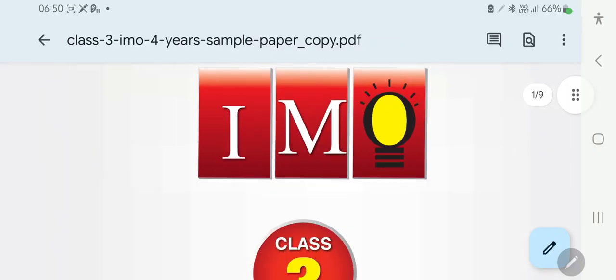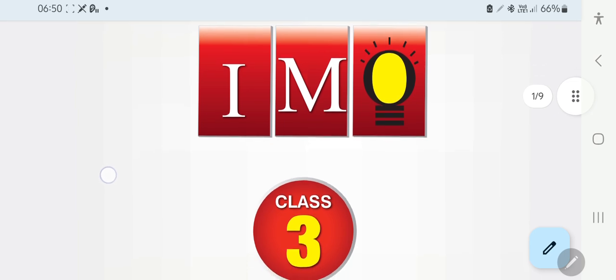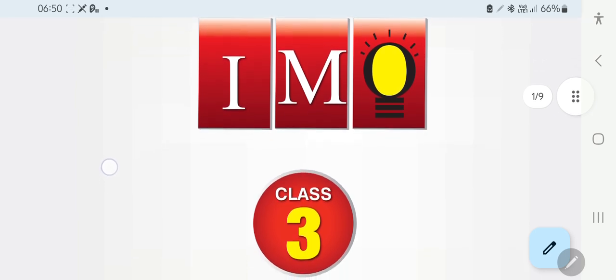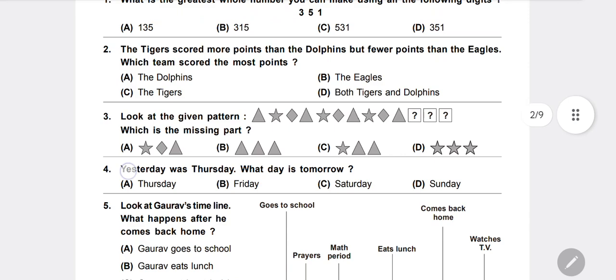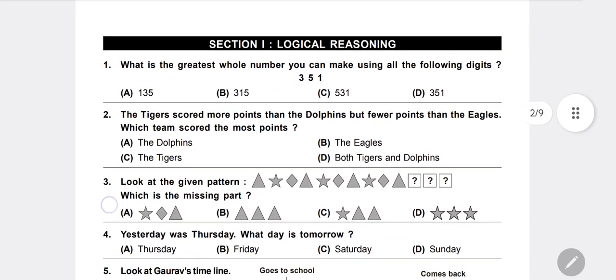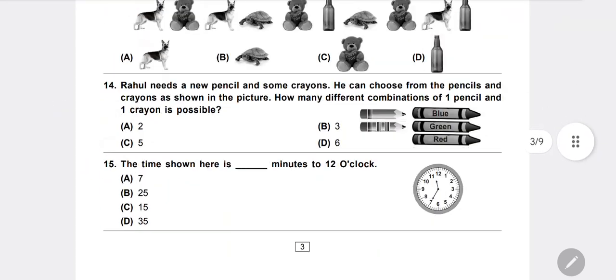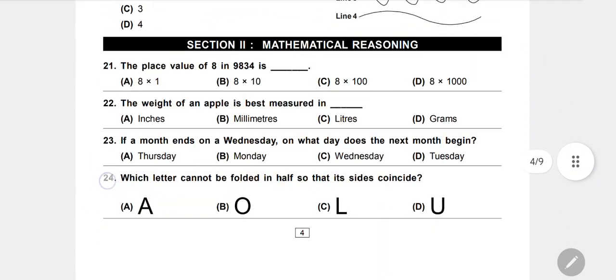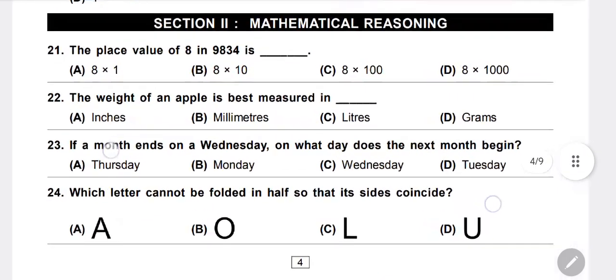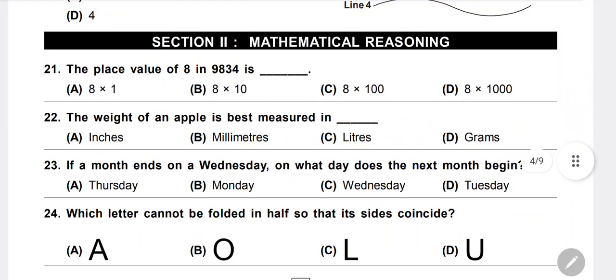Hello everyone. So this is the second part of the Class 3 Mathematics Olympiad paper. I think the first part is completed, where we discussed 20 questions on logical reasoning. Today in this video we are going to discuss the second section, which is mathematical reasoning. So it's very interesting for you. Stay with us and enjoy the Olympiad.